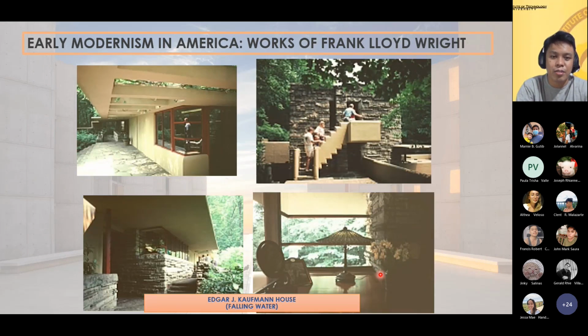And another interior view. This picture is a bit blurred, but I just sent this. I think I have 4 slides about Frank Lloyd Wright, and I got them during my review days.